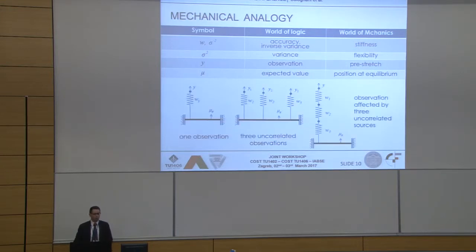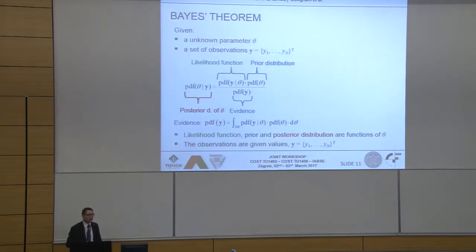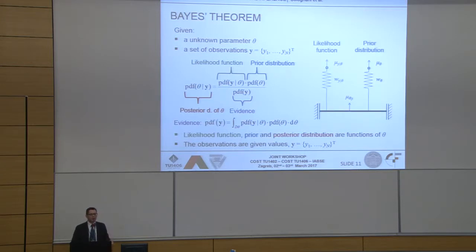Using this idea, for example, we can see here a system where we have three uncorrelated pieces of information for our parameter, and here we have a single piece of information subjected to multiple sources of uncertainty. And using the same analogy, we can make a picture of Bayes theorem and find its mechanical equivalent. Bayes theorem tells us that the posterior distribution of the parameter is the likelihood times the prior distribution, everything divided by the evidence, which is given by a complicated integral that is sometimes very hard to calculate.